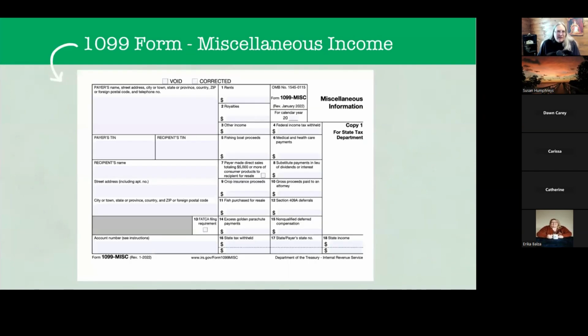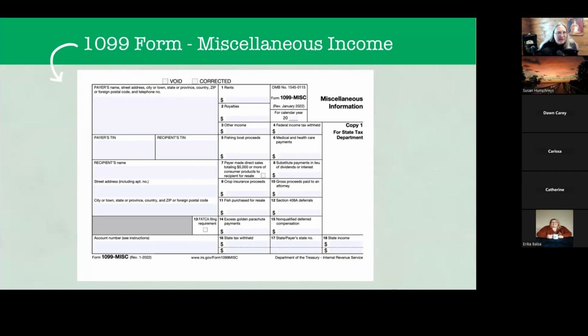So just a quick breakdown of this form. Box 1 is rent, 2 is royalty, 3 is other income, and 4 is if any federal income tax was withheld. 5, fishing boat proceeds. 6, medical and healthcare payments. And 7, line 7 appears on both the miscellaneous and the NEC, but they're different boxes.